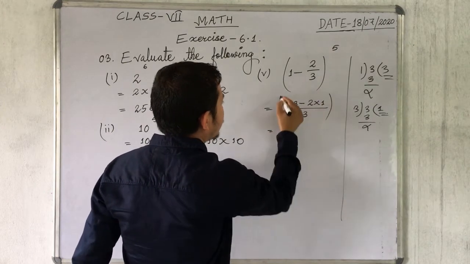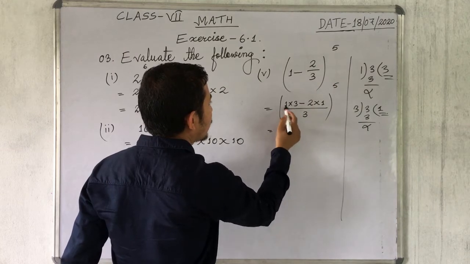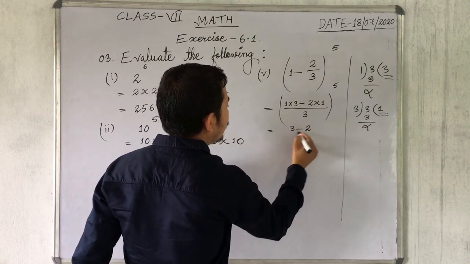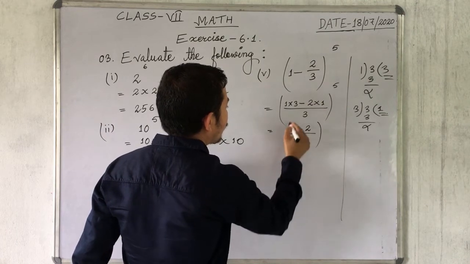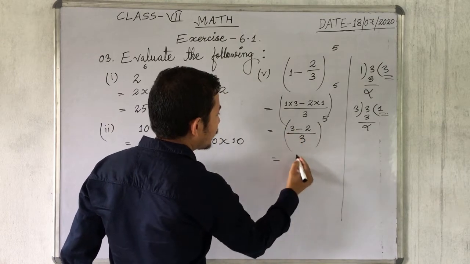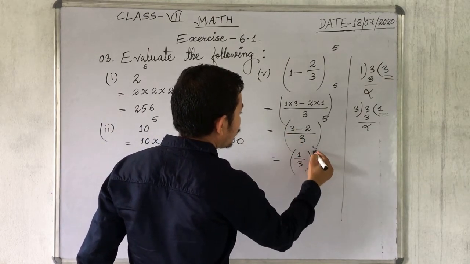So there is the whole to the power 5. So write as it is. And now if you multiply 1 and 3, there will be 3 minus 1 times 2 is 2 by 3 whole to the power 5. Now if you subtract 2 from 3, there will be 1 by 3. We have got here 1 by 3 whole to the power 5.